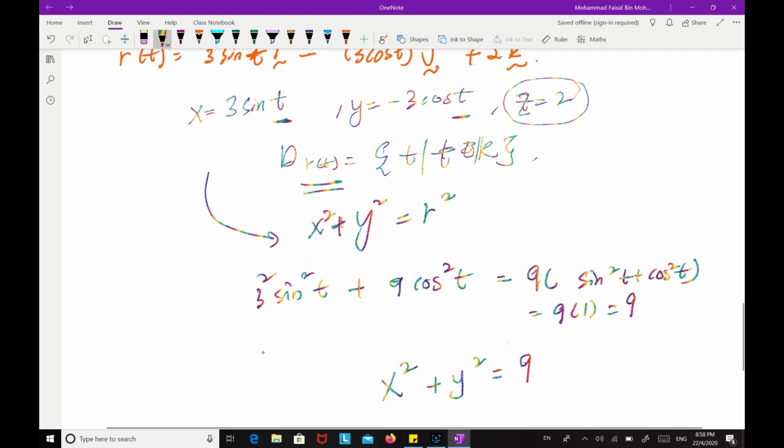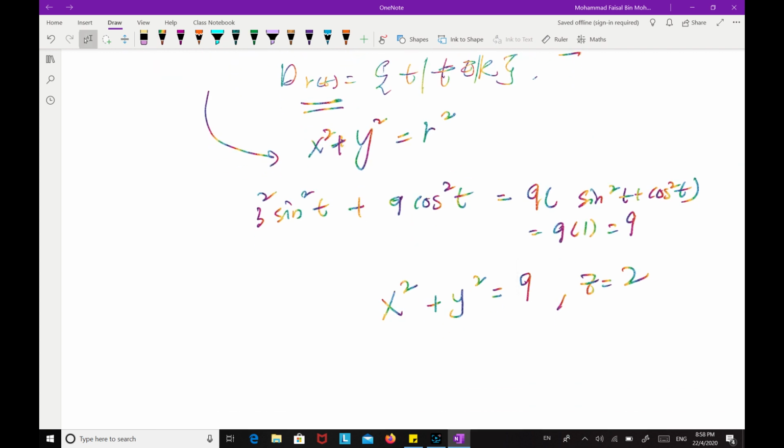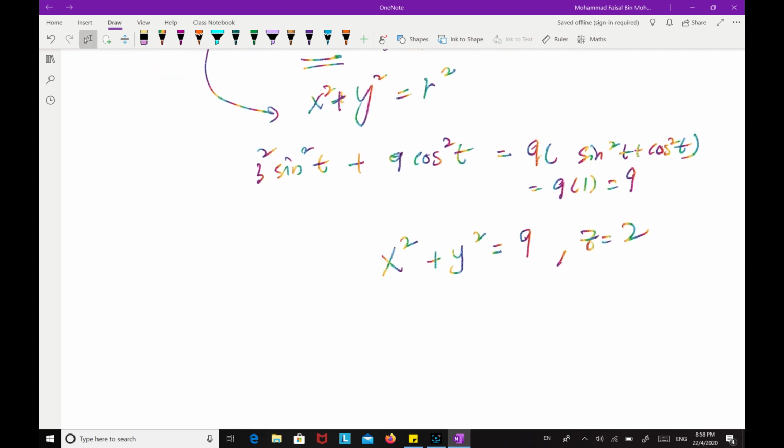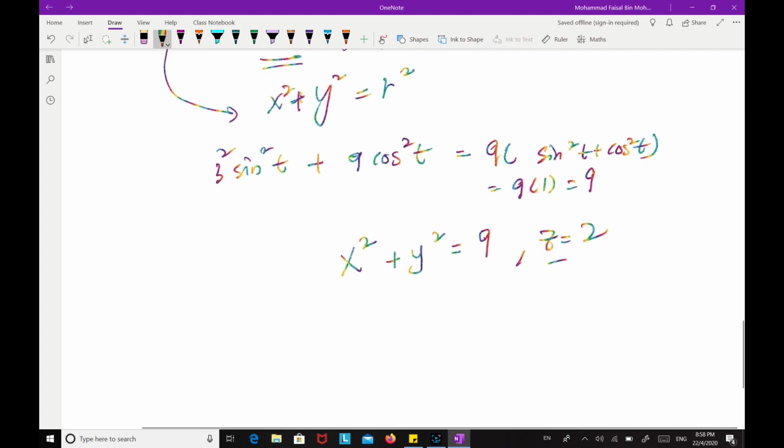So remember, your z equals 2. So you can sketch, no problem. Okay, but at z equals 2. So when you sketch the 3D, we have z equals 2 here, and then your radius is plus minus 3. Yeah?